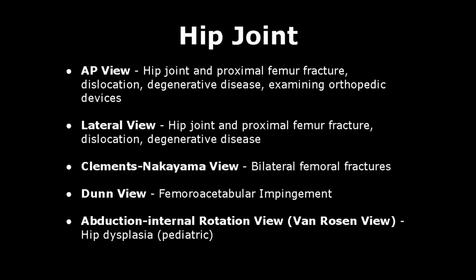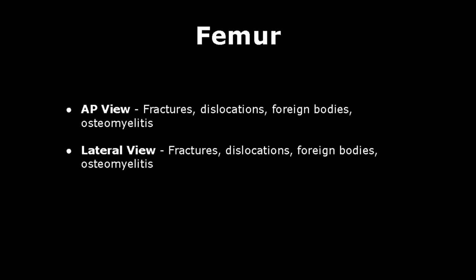The Clements-Nakayama view is for bilateral femoral fractures. The Dunn view is for femoroacetabular impingement. The abduction internal rotation view, the Von Rosen view, is for hip dysplasia in pediatric patients. The femur has two views, AP and lateral, for fracture, dislocation, osteomyelitis, and foreign bodies.